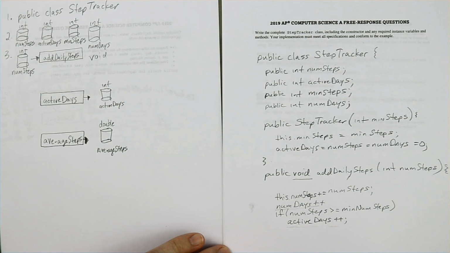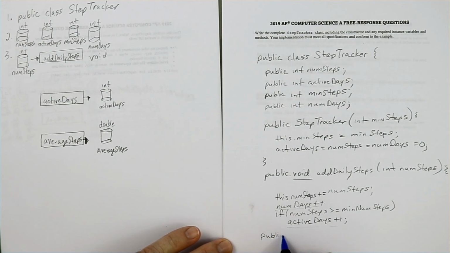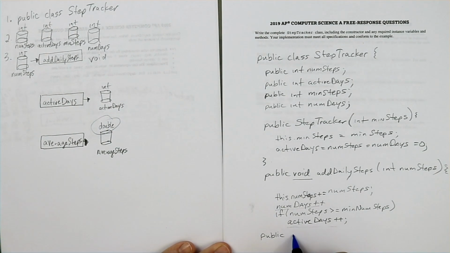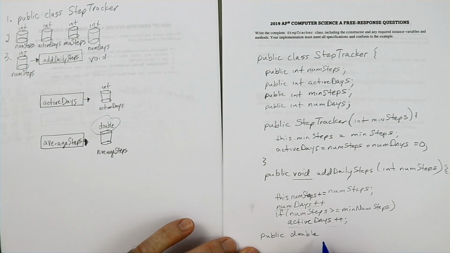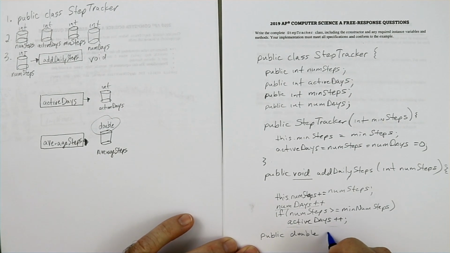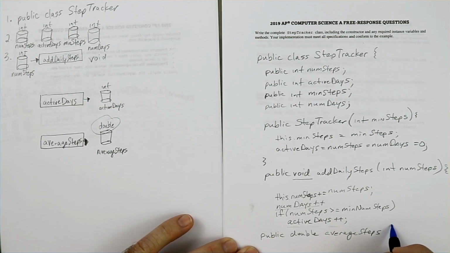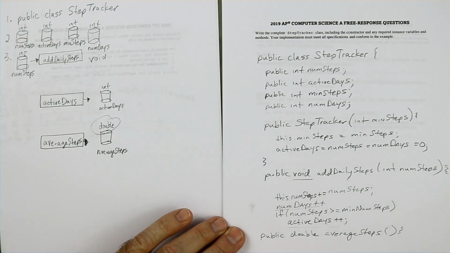Now we just have one more to do, and we're just going to go public. Now remember, this one is going to have a return type of double. You could write this almost without even knowing the question. I think they call it a stub. Sorry, I forgot what they used to call that. So let's call this averageSteps. It's not bringing anything in, so the parentheses are empty. Curly bracket, and now this is the average.